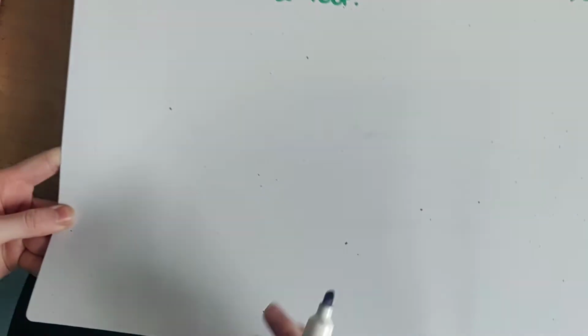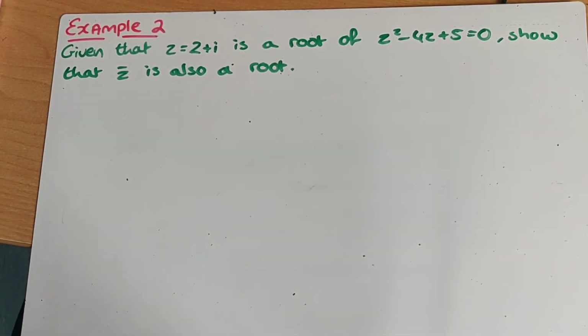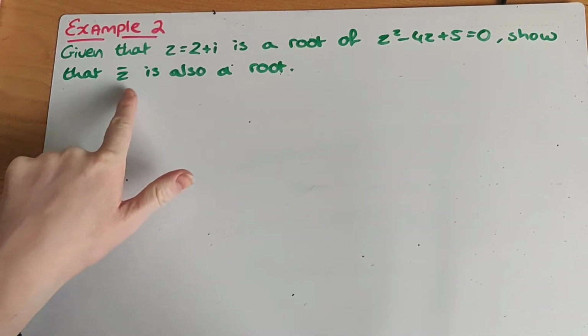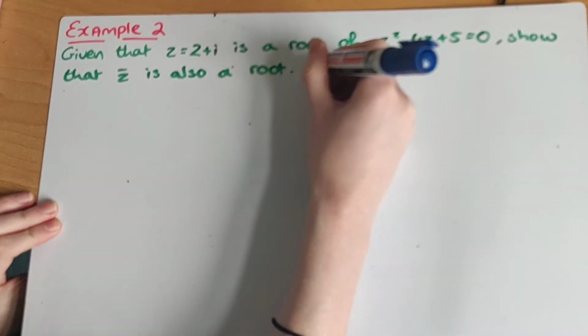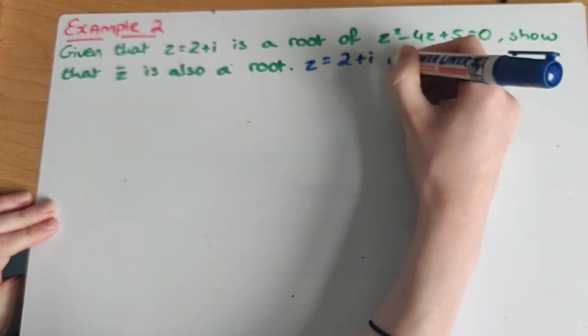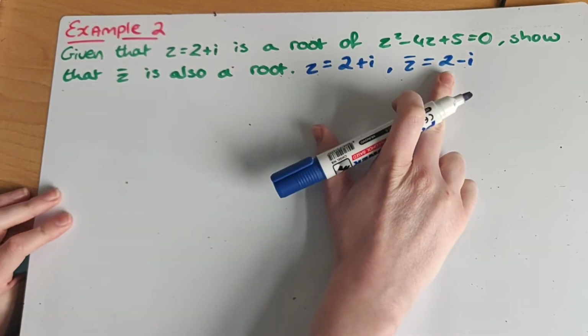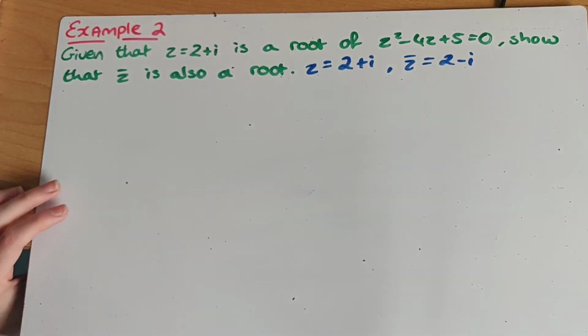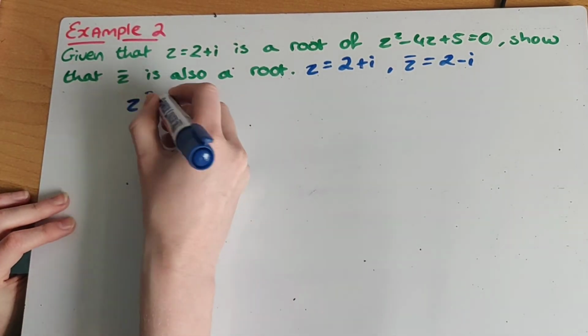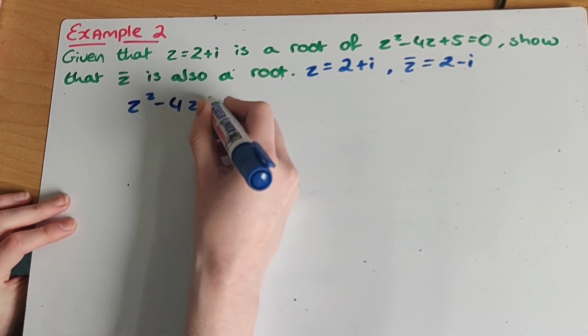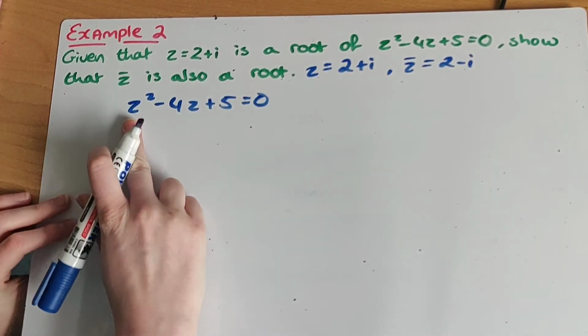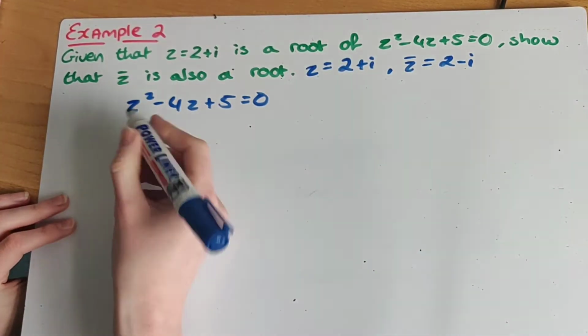We're now going to look at example 2, guys. In example 2, it says, given that z equals 2 plus i is a root of z squared minus 4z plus 5 equals 0, show that the conjugate of z is also a root. Well, I know that if z is equal to 2 plus i, that means the conjugate of z has to be equal to 2 minus i. If it's a root, when I sub it in for z, it should multiply out to give me 0. So I'm going to take my quadratic, which is z squared minus 4z plus 5 equals 0, and instead of z, I'm going to sub in 2 minus i to show that it's a root.